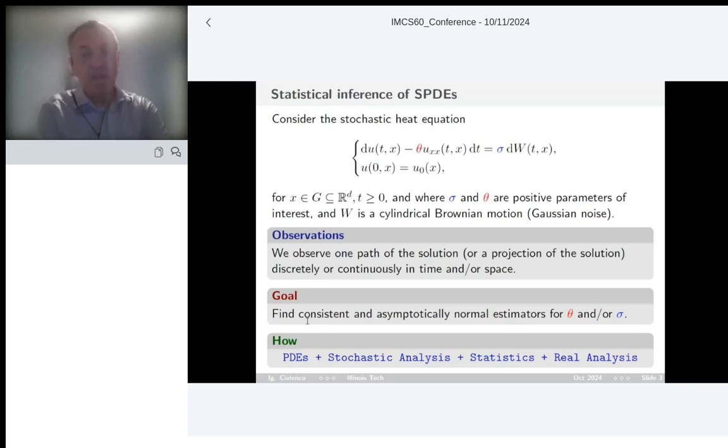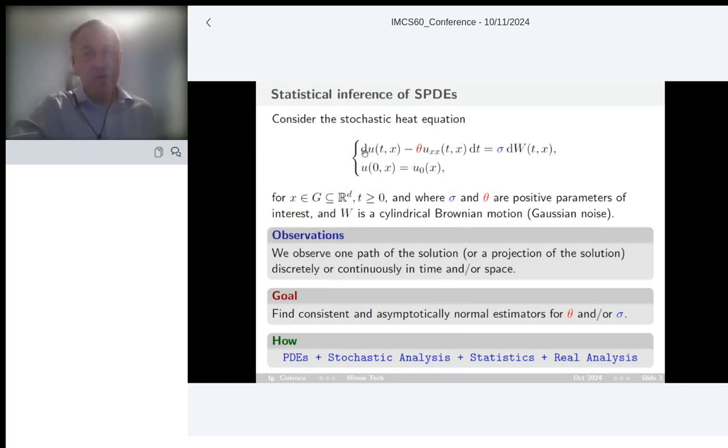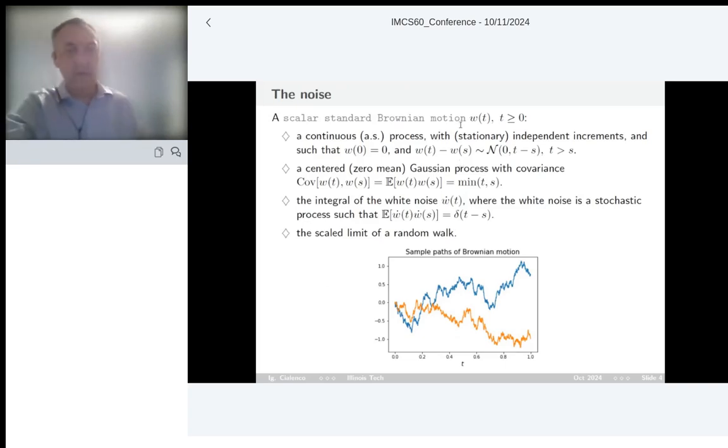What is most interesting in this field for me is that it's at the intersection of PDE, stochastic analysis, statistics, and real analysis, a combination of all of those. I hope at least to give you a hint that this is true. Again, for a general audience, let me start by showing you a couple of pictures of what is going on here. I still assume that from an undergrad PDE class we know how the heat equation looks and what the noise is. The one-dimensional noise, the classical Brownian motion, is a process, and the two realizations of the path are in this picture. It's a Gaussian process, which means that the paths are continuous.